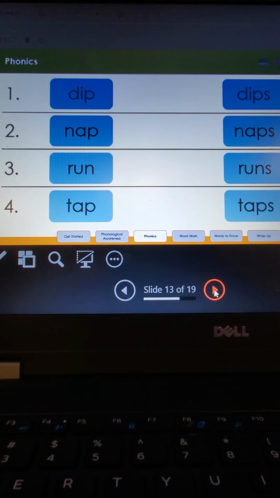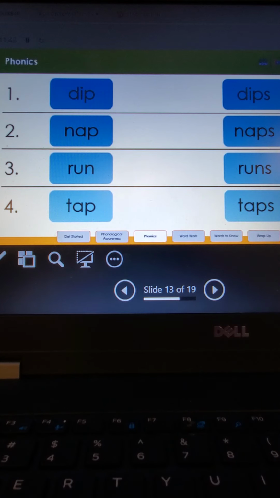Look at the row of words next to the number 1 here. Dip, dips. What's the word? The word is dip. What ending? S. What's the word? Dips. Kylie dips her feet into the water. Remember, the S can stand for the S sound, like dips, or the Z sound, like in pins.